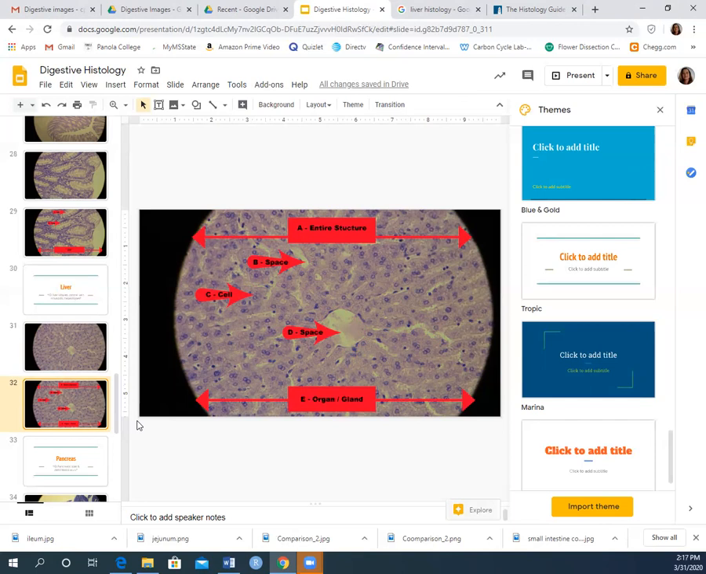Okay. The B arrow is going to be the sinusoid. C is going to be a hepatocyte. D is going to be the central vein. And E is going to be liver. Okay, good there?